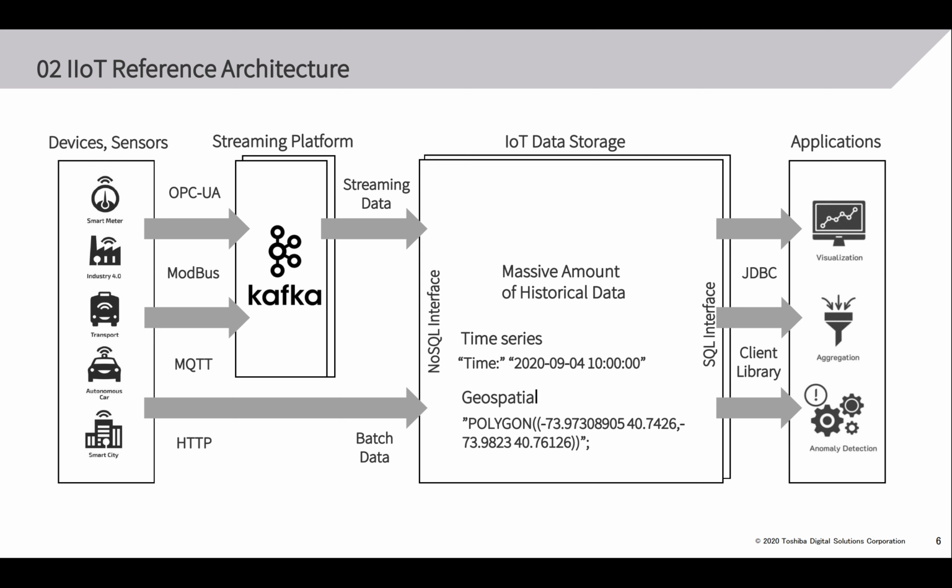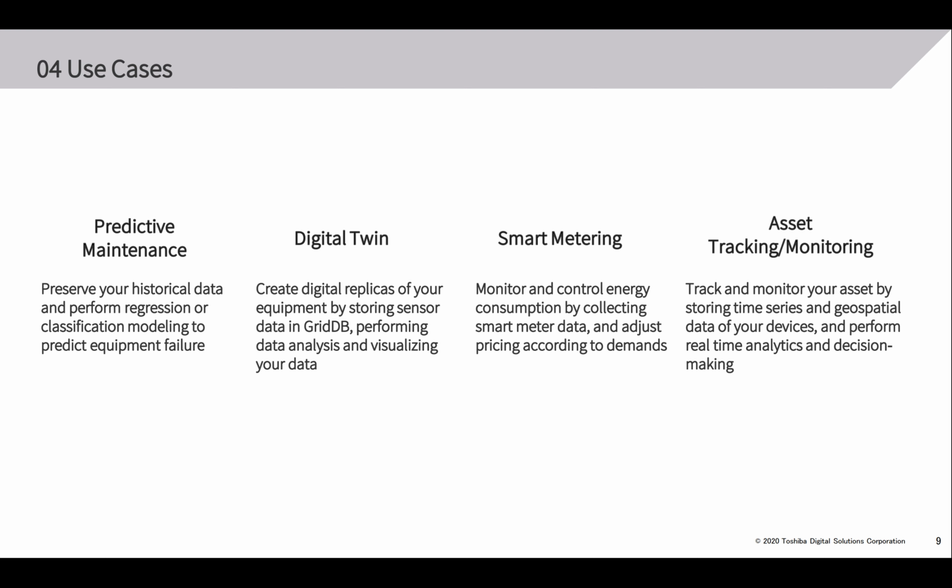maybe moving assets, your trucks or your shipments, for example. You can track your assets, look at your data, perform real-time analytics, and make your decisions on the go in real time to, of course, improve your bottom line, right? Okay, so that's just a little bit about what GridDB is and what it can do.